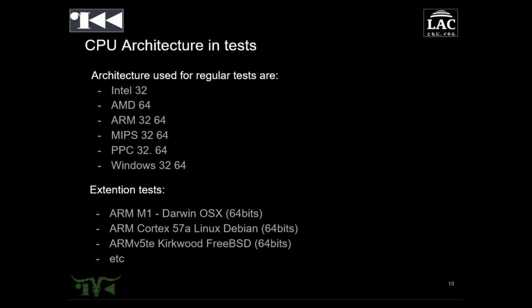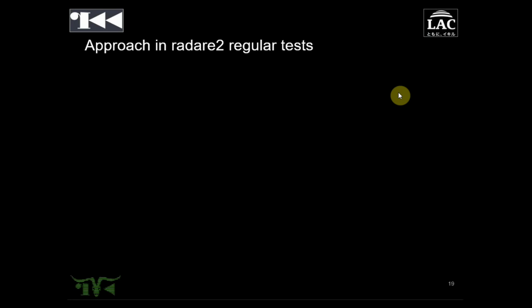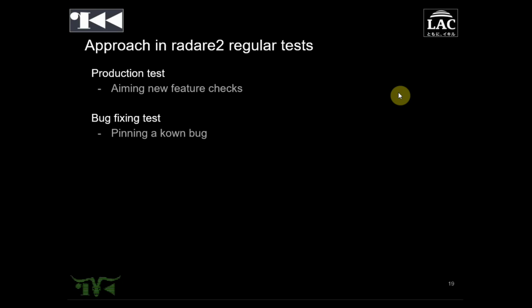So next, what is the strategy to approach the Rudder 2 regular test? First we separate the tests into a production test, which aims to check new features, and the bug fixing test, which pins down the bug, and can be on one platform or overall platforms that are supported and can be installed with Rudder with the common installation methods.